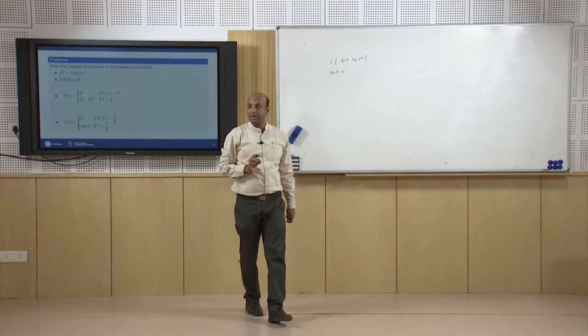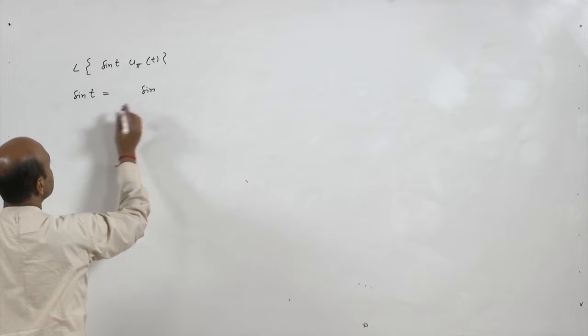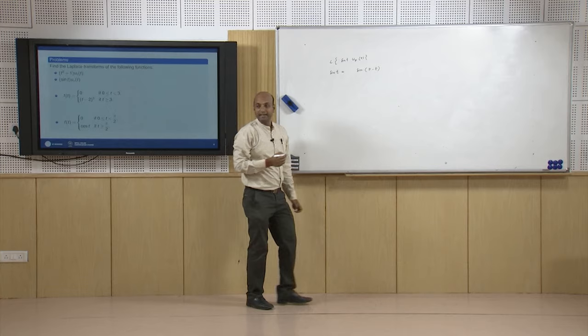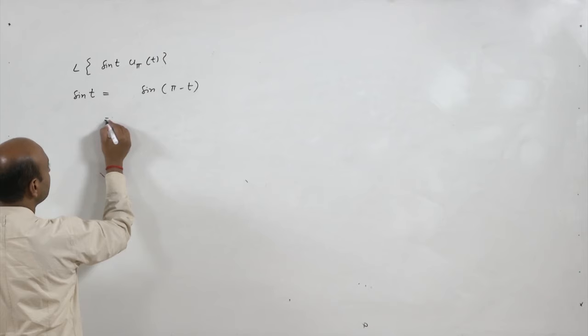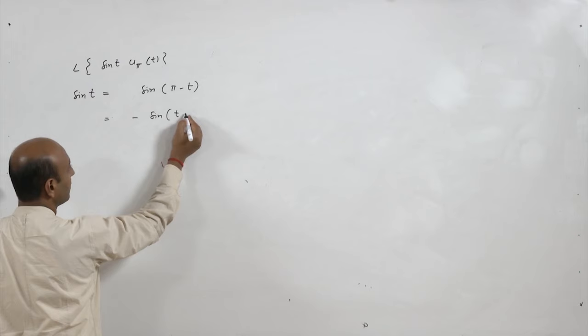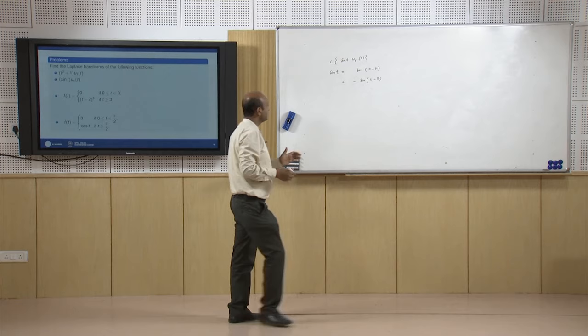So how to write this? sin t is the same as sin(pi minus t). Sin theta is the same as sin(pi minus theta), and it is nothing but negative of sin(t minus pi). So that is how we can express sin t in terms of t minus pi.